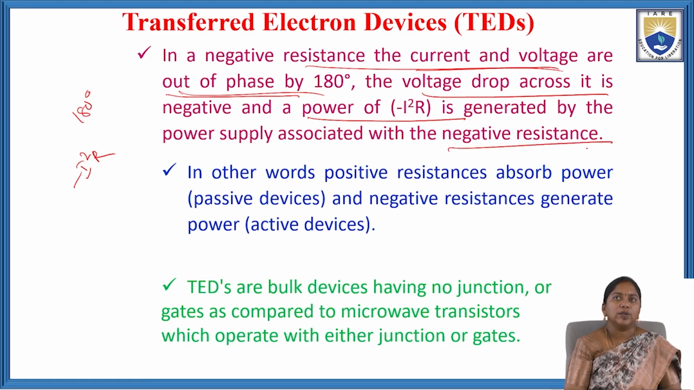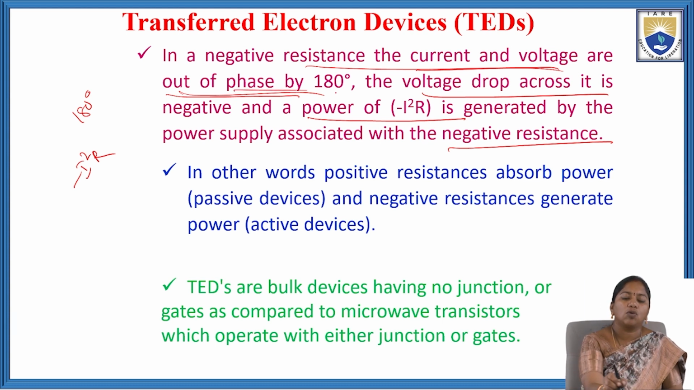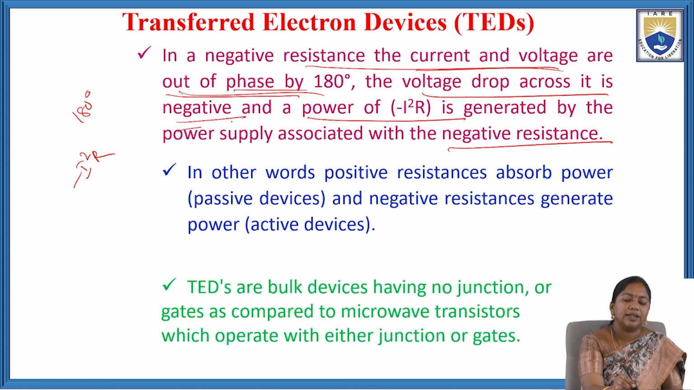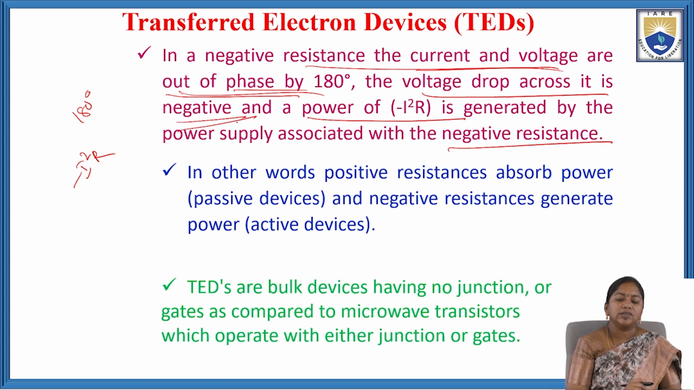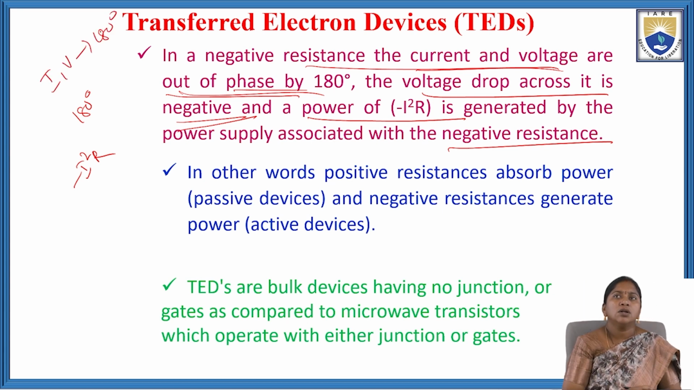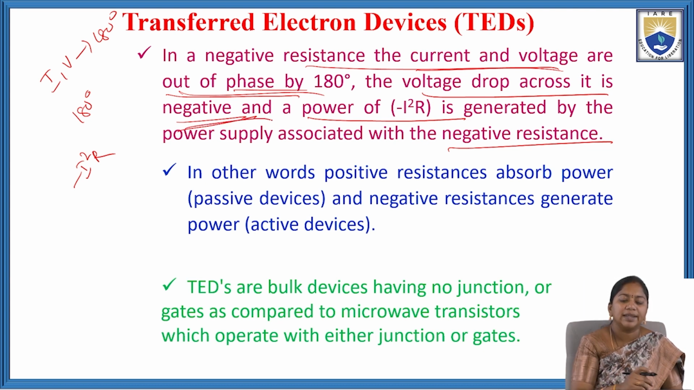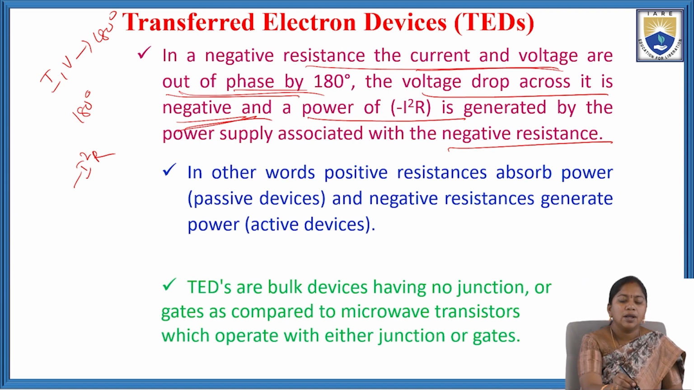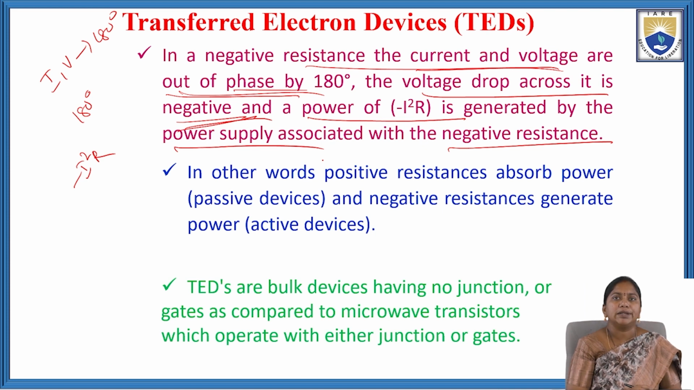So in a negative resistance, the current and voltage are out of phase by 180 degrees, and the voltage drop across it is negative. In a positive resistance, the current and voltage are in phase and the voltage drop across it is positive. In a negative resistance, a power of minus I square R is generated by the power supply associated with the negative resistance.